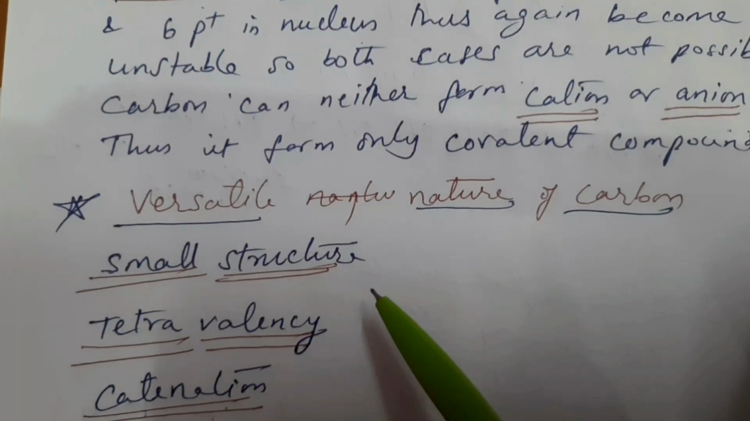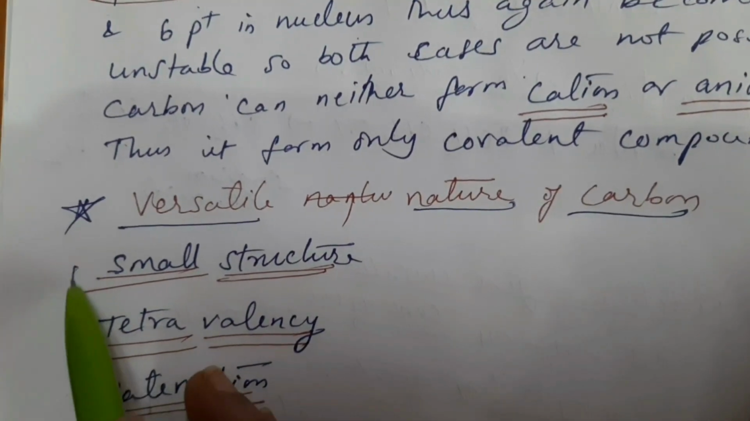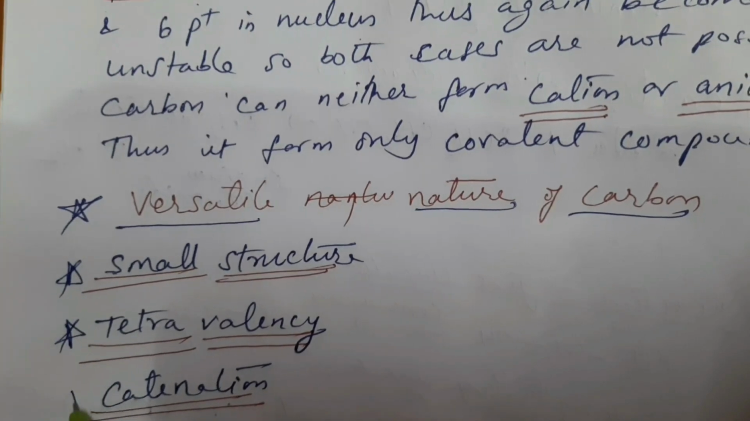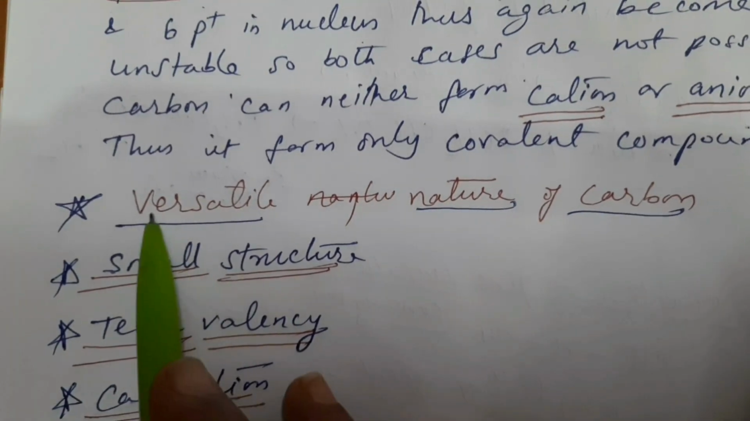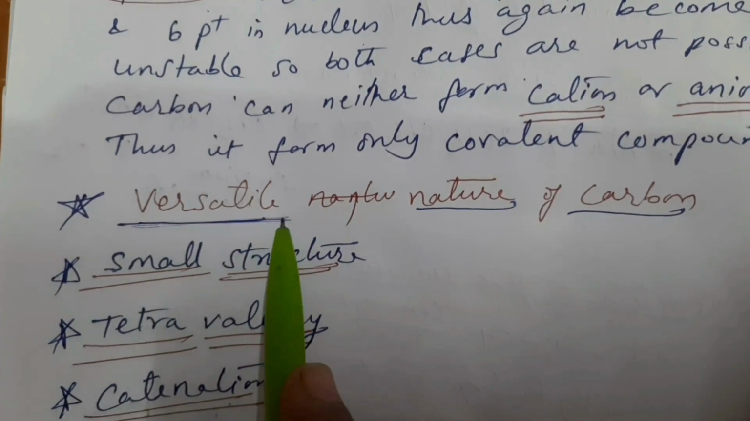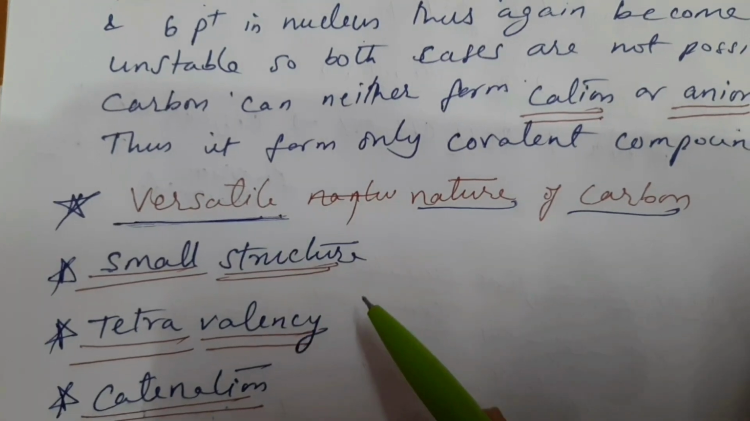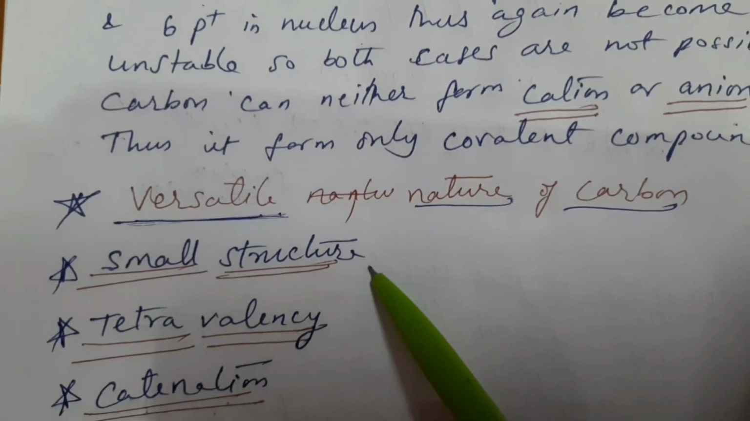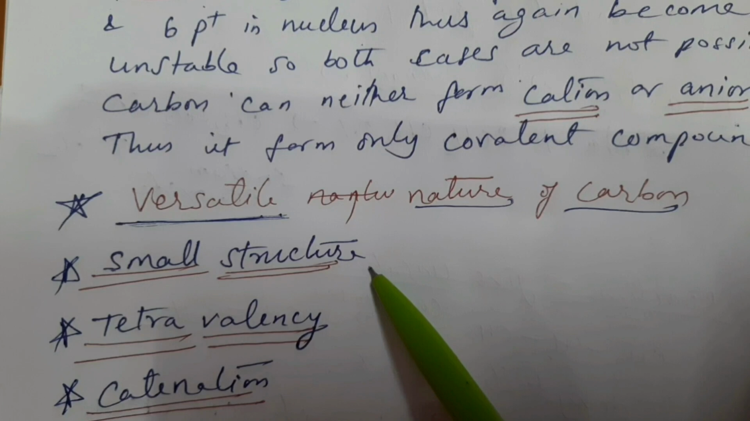Now the next important question is the versatile nature of carbon. Here we need to cover 3 points on why we get more compounds with carbon. Versatile means why more compounds are made up of carbon. There are 3 reasons for that. The first one, small structure. As the structure of carbon is very small, it forms a number of compounds.